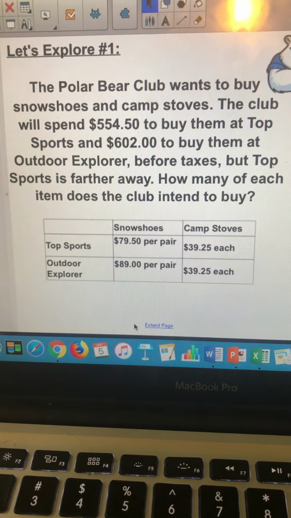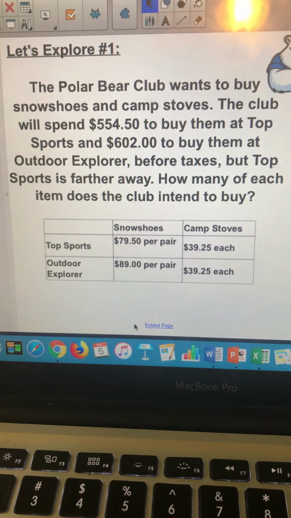So the first thing I would want to do is identify our variables, and I believe that the variables in this equation would be snowshoes and camp stoves, because our question says how many of each item. So that usually indicates what we're looking for. So over here I'm going to say, all right, I'm going to make X my snowshoes. Okay, and then I'm going to make Y my camp stoves. Okay, so now we need to write our system.